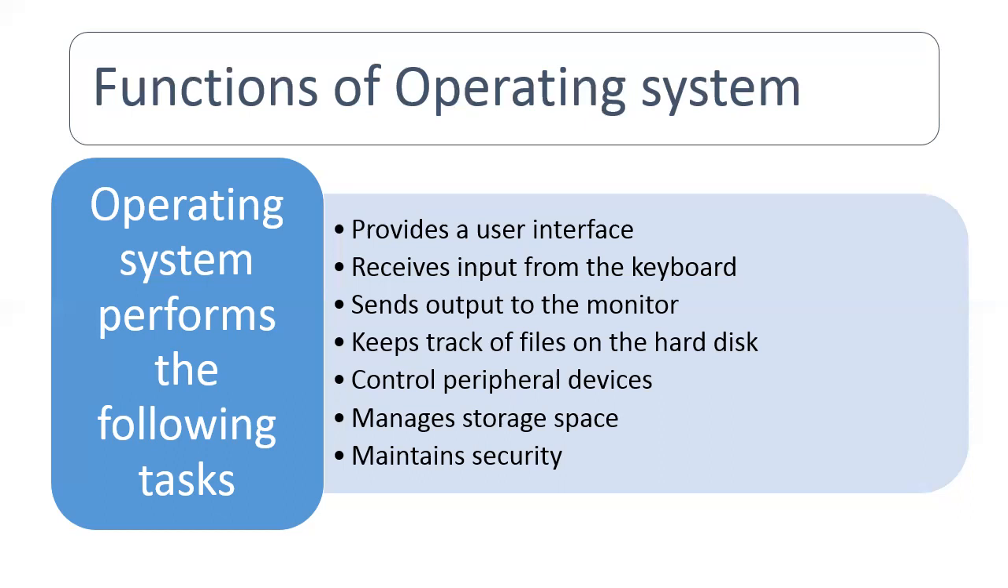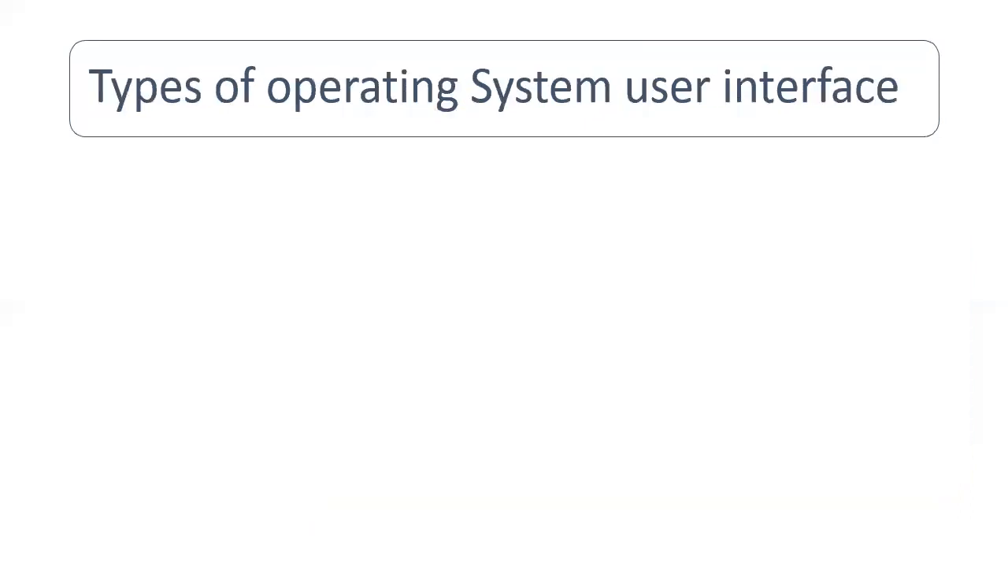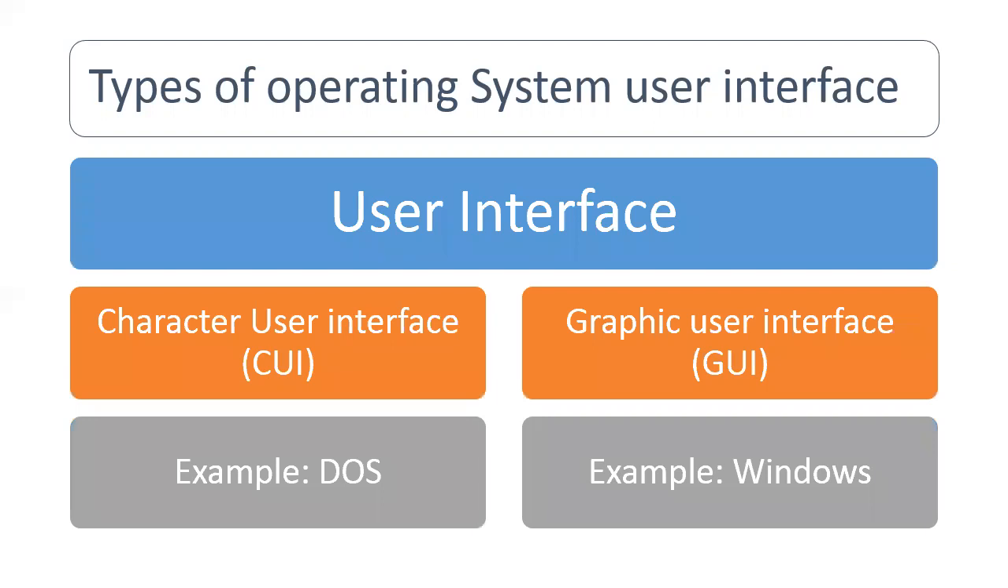In the next slide, we will see types of operating system user interface. The user interface is a medium through which a user interacts with the computer. There are two types of user interface. Character user interface, the short form is CUI. These are less intuitive, depend on text commands made up of words and symbols which the user has to memorize.